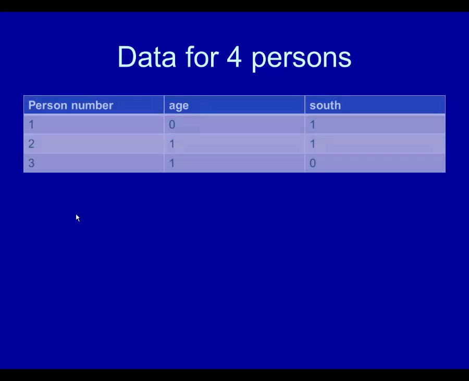I'm going to illustrate how this would be put into the computer. Person number 1 was coded 0 for age and 1 for South. That is to say, 0 indicated that you were in the lower category. Over here, 1 for South meant that you did spend most of your childhood years in the South.